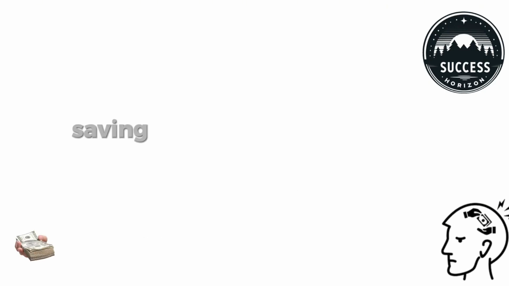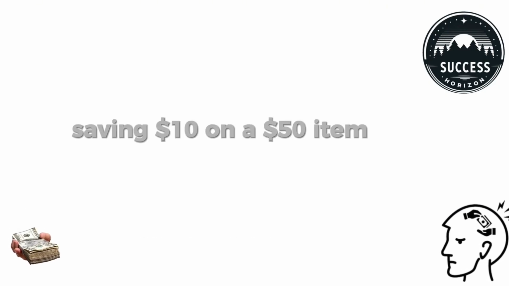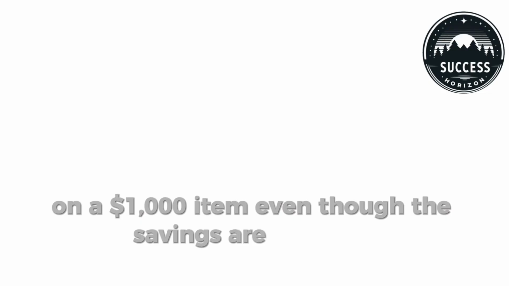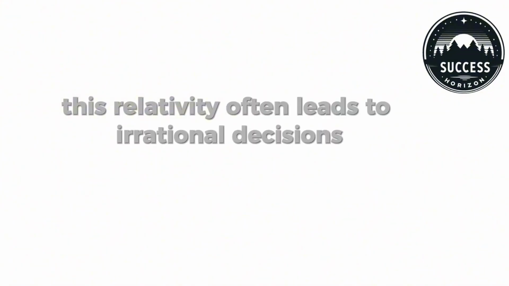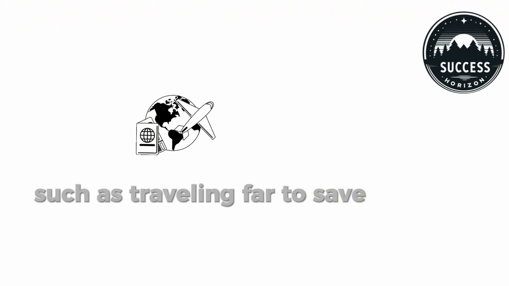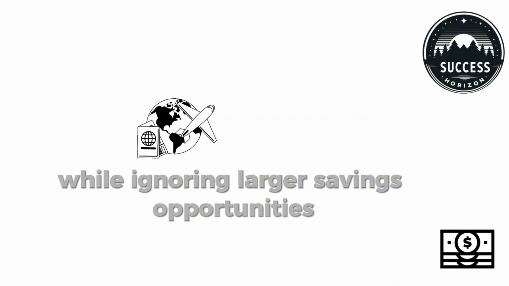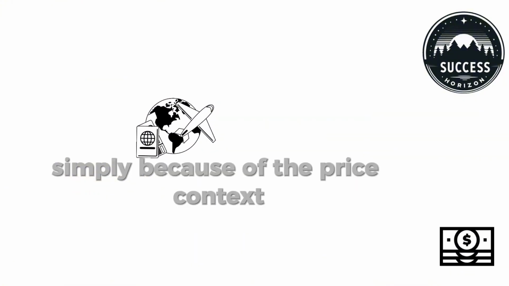For example, saving $10 on a $50 item feels more significant than saving $10 on a $1,000 item, even though the savings are identical. This relativity often leads to irrational decisions, such as traveling far to save a small amount on a purchase while ignoring larger savings opportunities simply because of the price context.